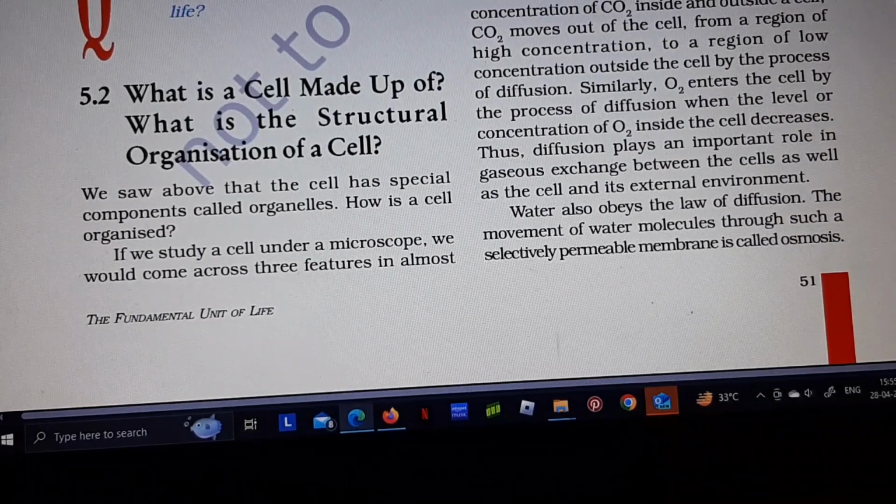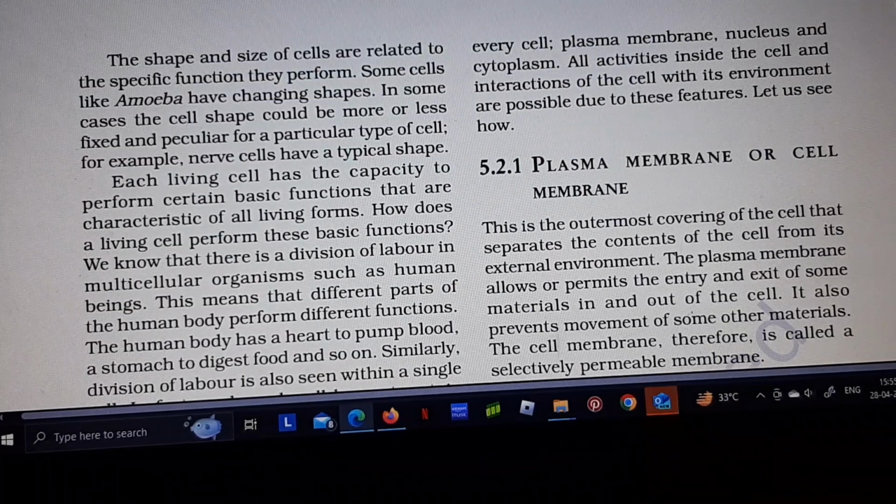What is a cell made up of? What is the structural organization of a cell? We saw above that the cell has special components called organelles. How is a cell organized? If we study a cell under a microscope, we would come across three features in almost all cells: plasma membrane, nucleus, and cytoplasm. All activities inside the cell and interactions of the cell with its environment are possible due to these features.